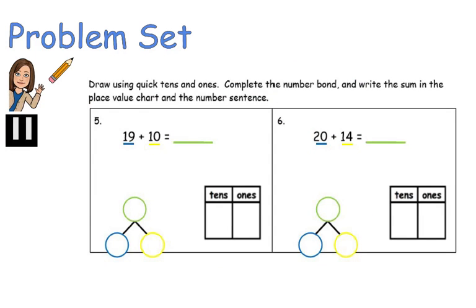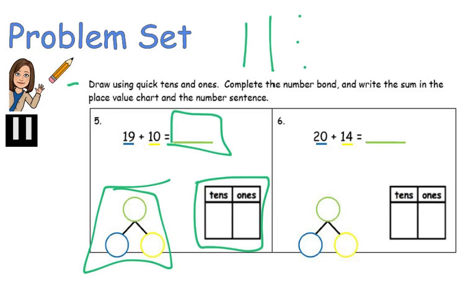Okay, now number 5 and 6. So this is where we have to fill in our place value chart here. Okay, so the directions say, draw using quick 10s and 1s, complete the number bond, and write the sum in the place value chart and in the number sentence. So they want us to draw a picture using quick 10s and 1s, fill in the place value chart, the number bond, and the equation.